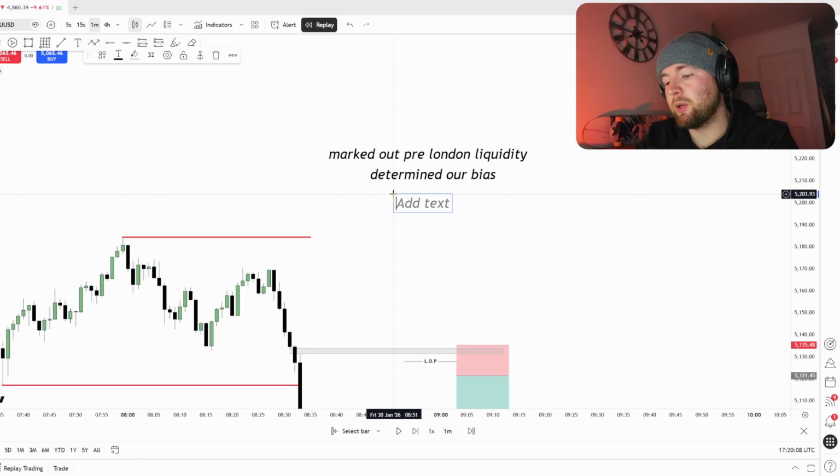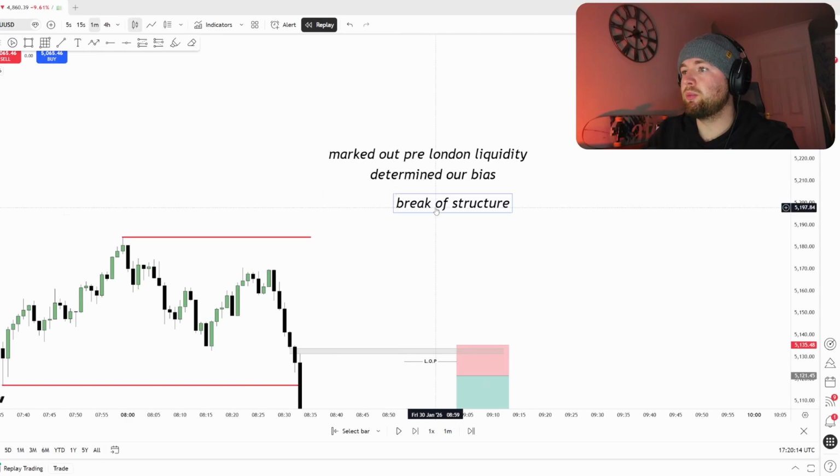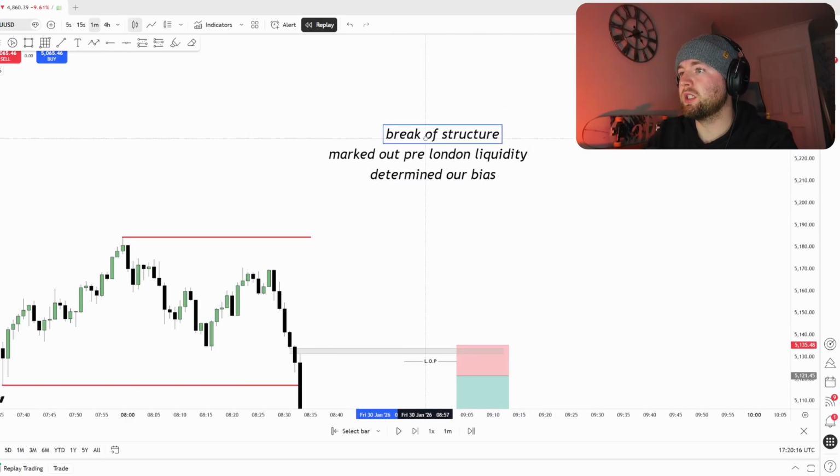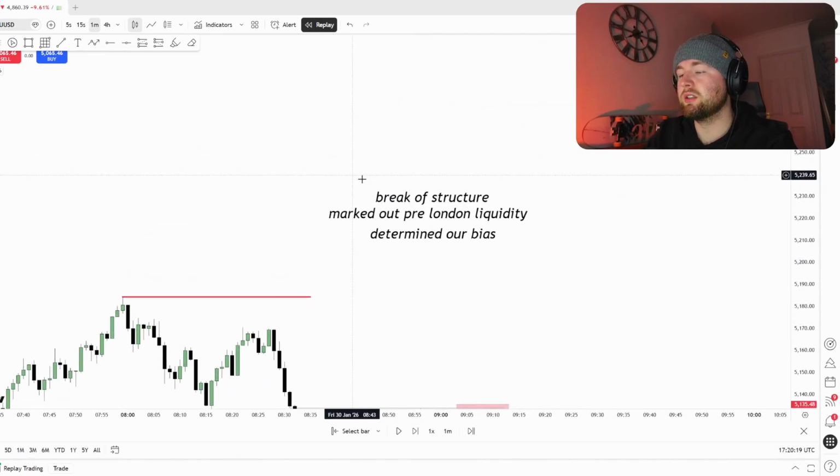Okay, now going over to our checklist, we have a break of structure now that has formed, and that is based off of that pre-London liquidity. So I'm going to put this at the top. Okay, so that's our third thing on the checklist that we want.